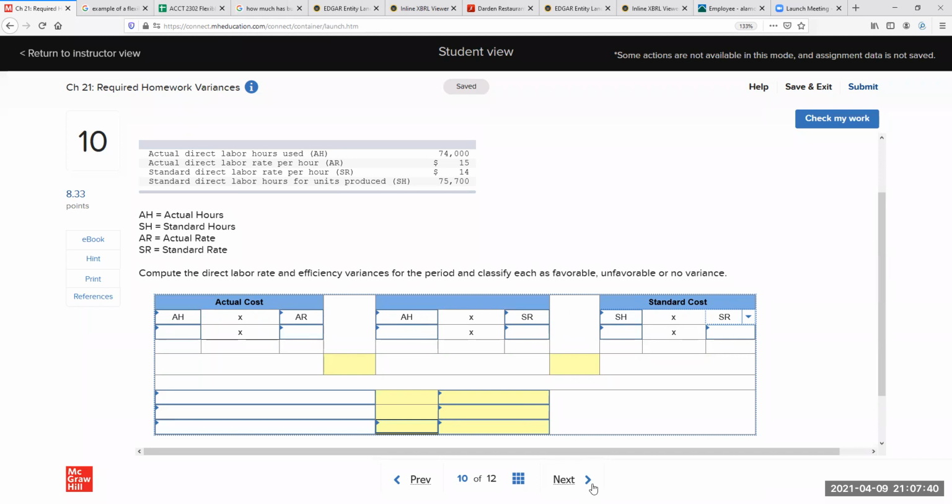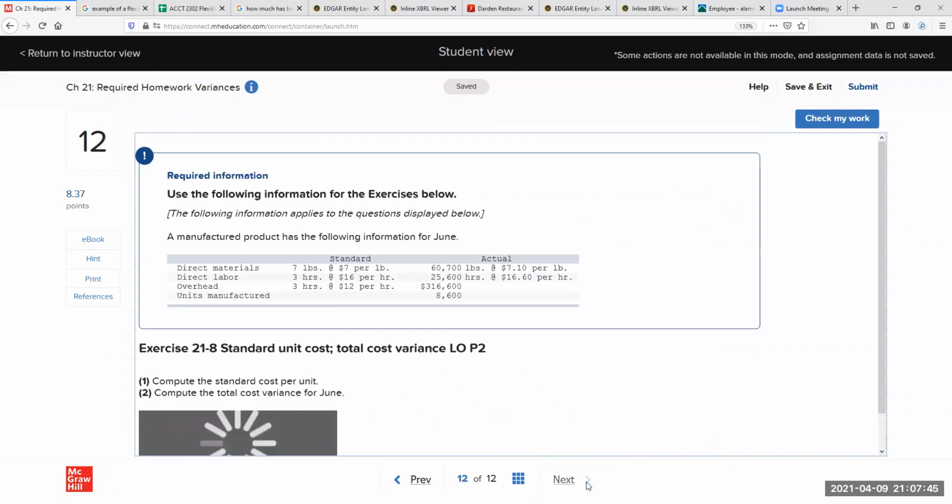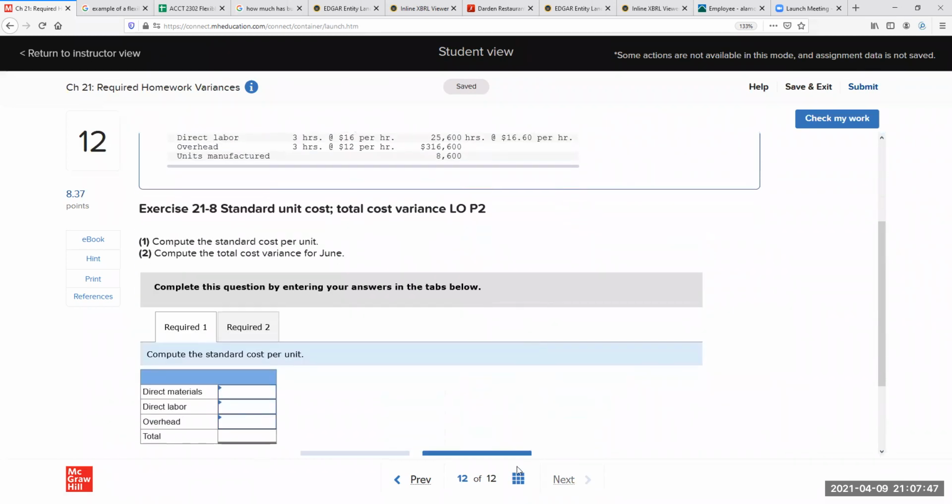All right, and then let's just make sure y'all can do the rest of them. Labor cost variance, so that same thing, same there. And they use the following information to get the standard cost.